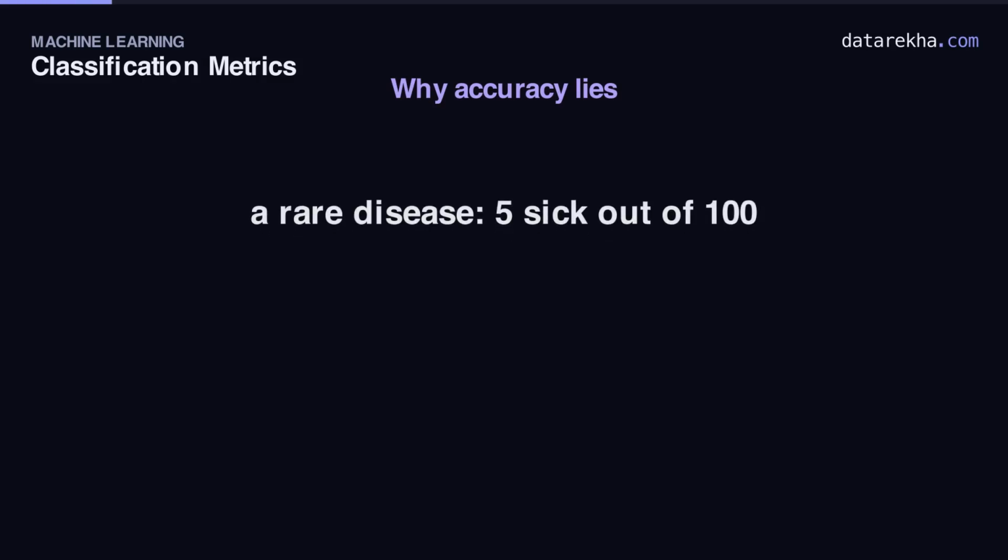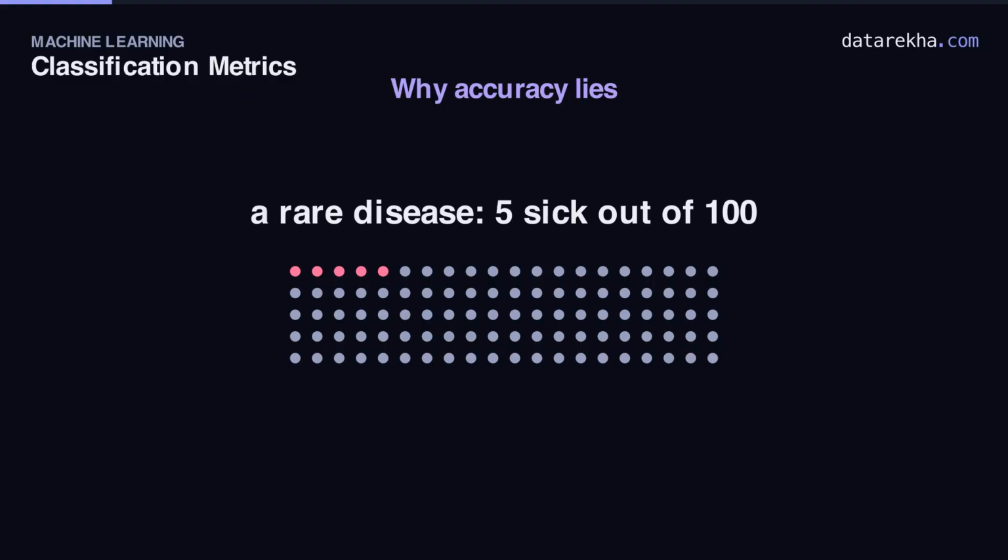Suppose you build a test for a rare disease, one that shows up in just 5 people out of 100. You want one number for how good your test is, and the obvious one is accuracy. Out of everyone, how often were we right?